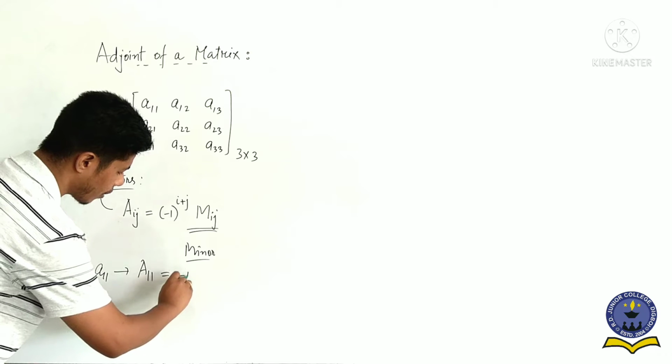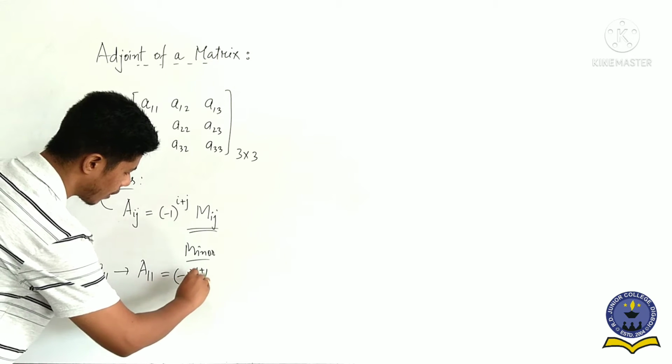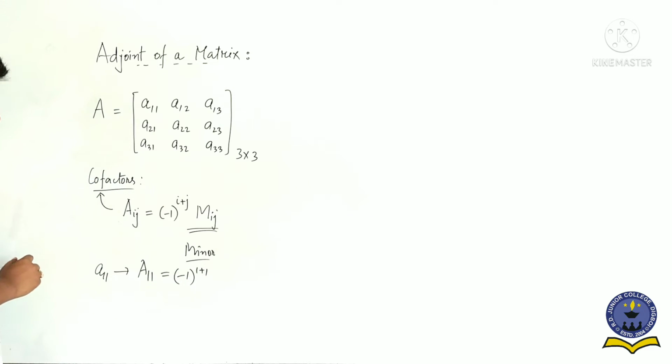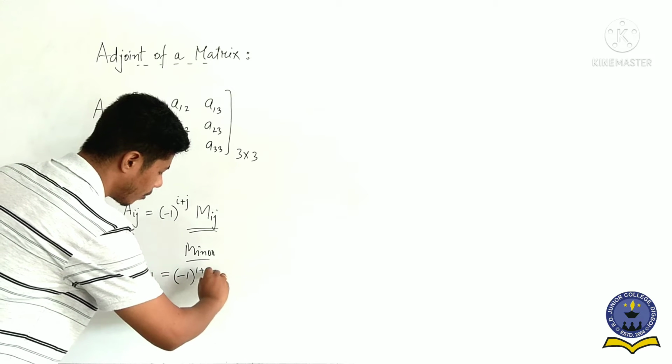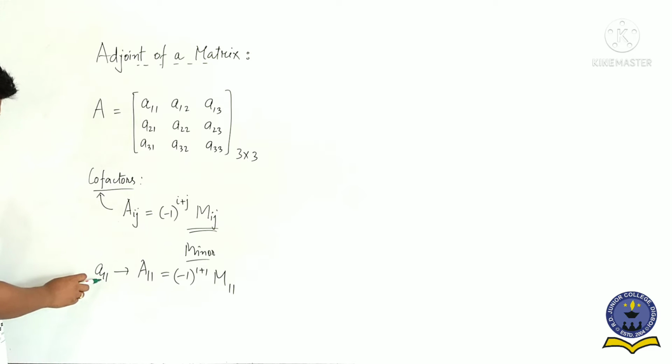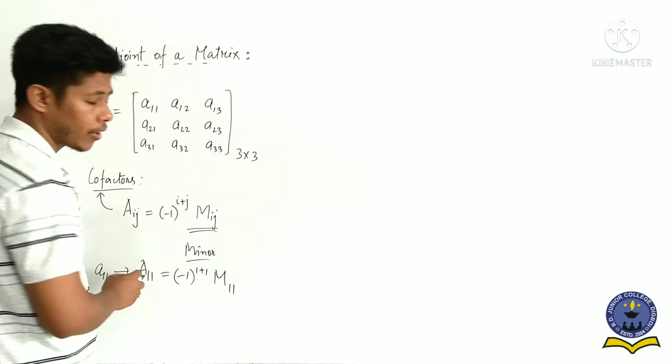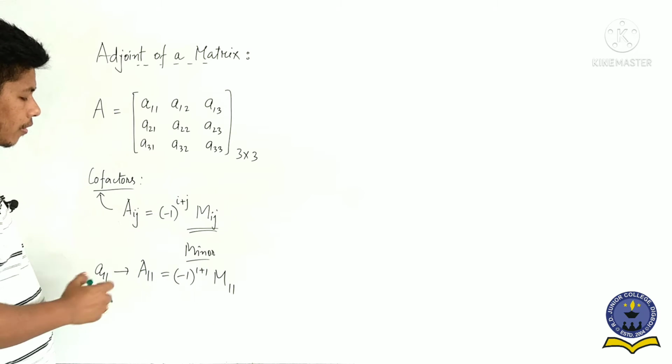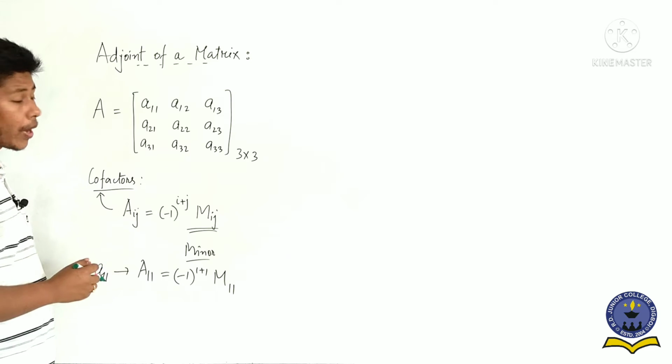Equals to, then here we have to write minus 1 to the power 1 plus 1. Clear? And then here we have to write the minor M11, because here Ij, here the position is what? 1, 1. So that's why here we have to write 1, 1. So how can we find out the minor here?